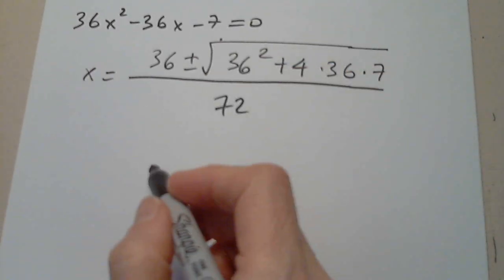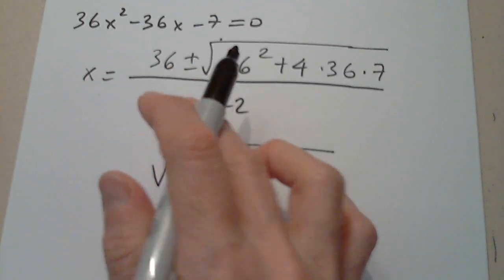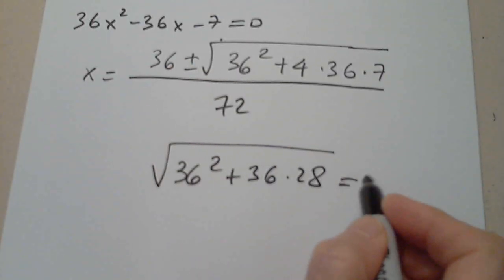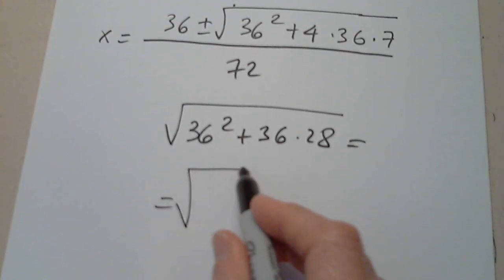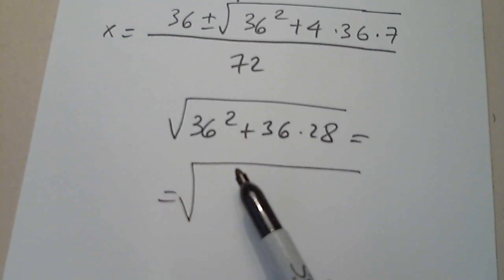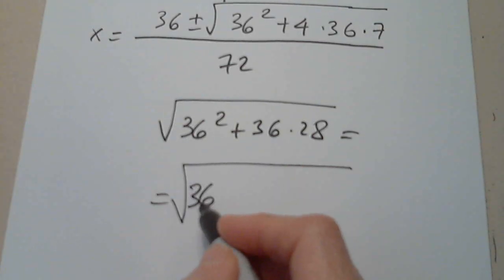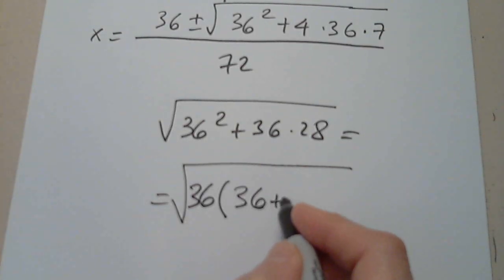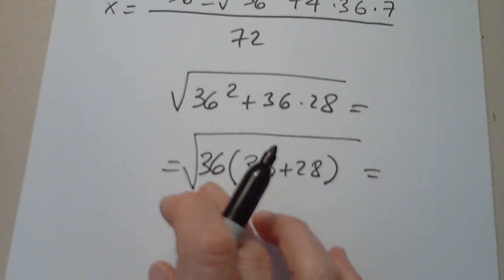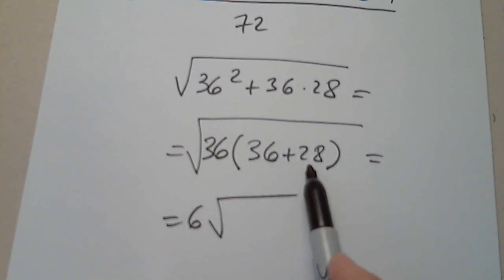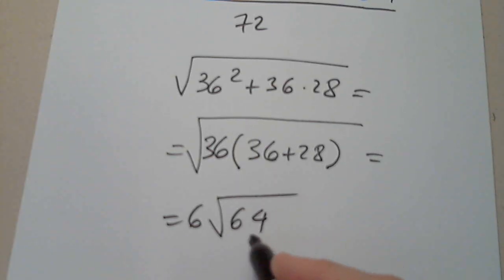So let me show you something on this: 36 squared plus 36 times 28. This is just a discriminant with a square root on it. So 36 squared plus 36 times 28. If you do what I'm showing you here, it will be much easier. I factor out 36, and then I have 36 plus 28. When I take the square root of 36, I get 6. And when I take the square root of, what is this, 64?